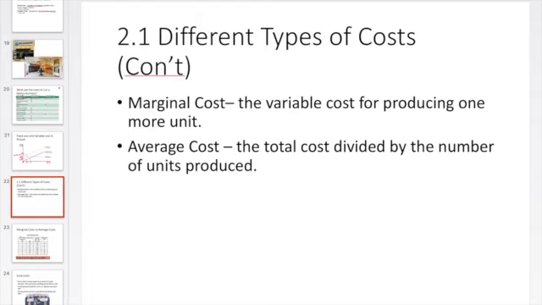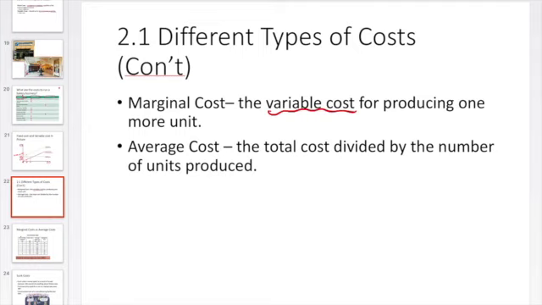Okay, now it's another pair of different types of costs: marginal cost and average cost. So marginal cost is the variable cost for producing 1 more unit. It's a variable cost, so it changes. That's the cost for producing 1 more unit. So every time you produce 1 more unit, that additional cost is called marginal cost. It's always on the margin of your production plan.